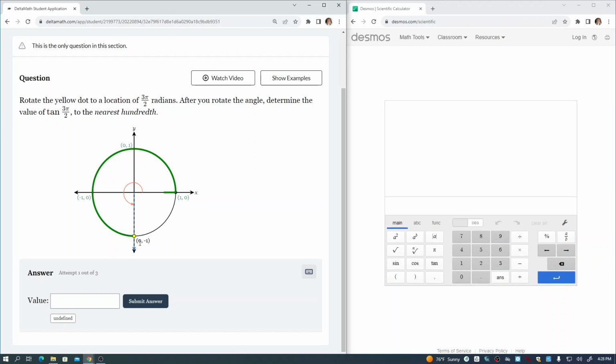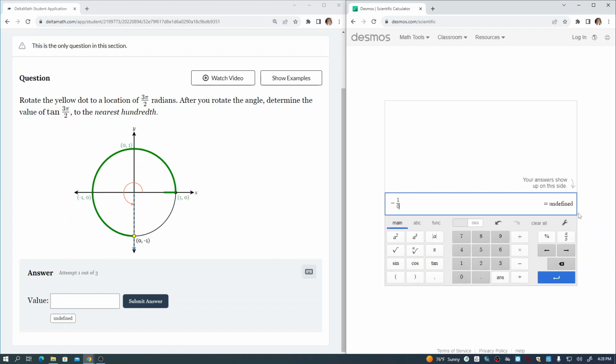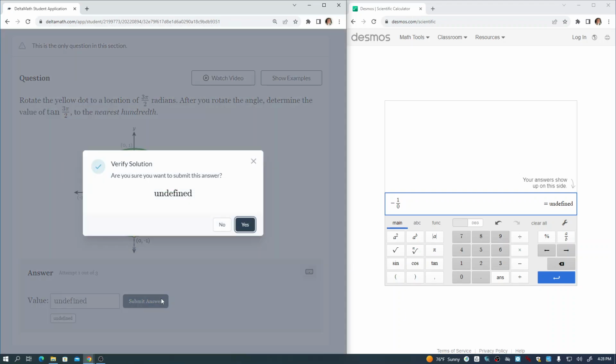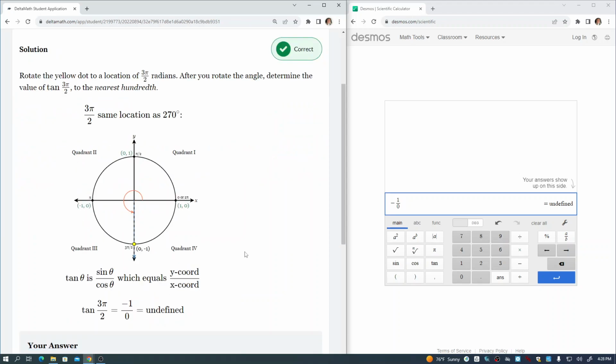So remember that tangent is y divided by x. So if I were to take -1 divided by 0, it's going to say that's undefined. And also remember that when we're a vertical line, we're trying to find slope, that's undefined. Oh, there's a button right there. So helpful. Okay, so those should be pretty simple.